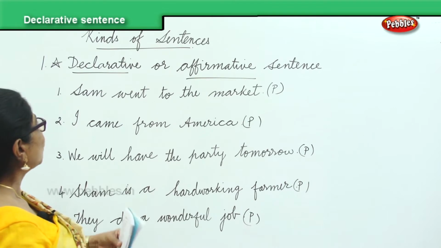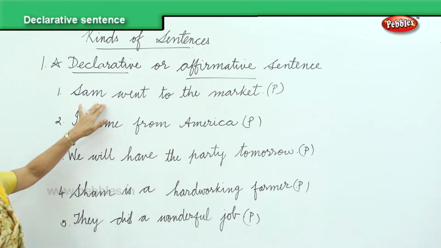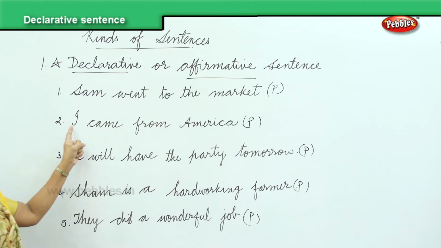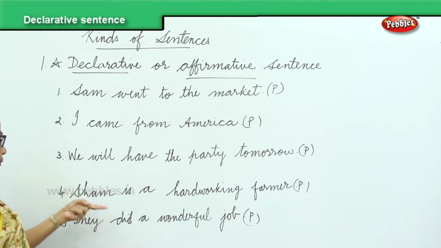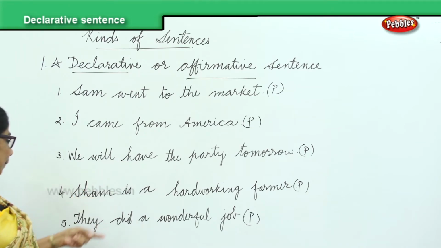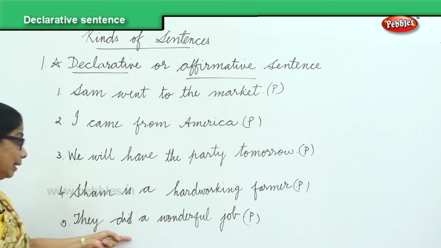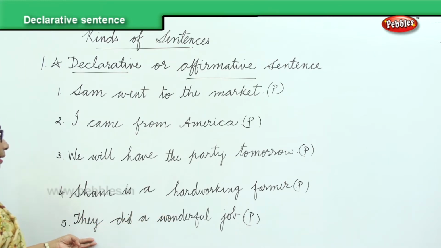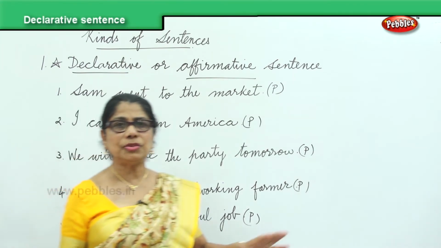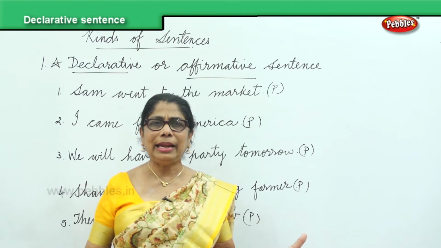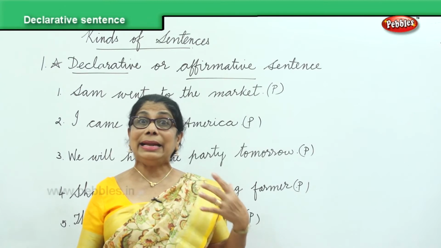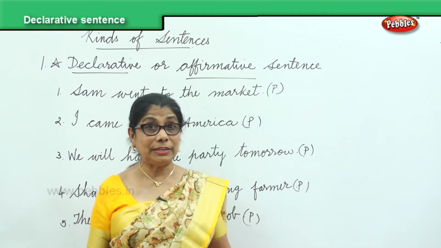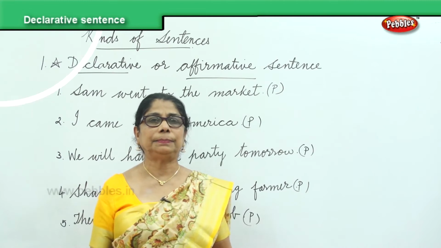Sam went to the market. Sam did not go to the market. I did not come from America. We will not have the party tomorrow. Sam is not a hardworking person. They did a wonderful job. Negative, they did not do a wonderful job. So, you can always change the positive, declarative, affirmative into negative. The next exercise, we will do negative, declarative, affirmative sentences for us to grasp better.